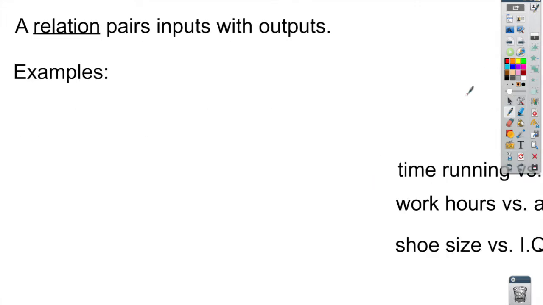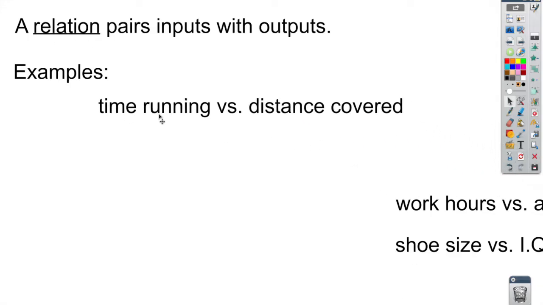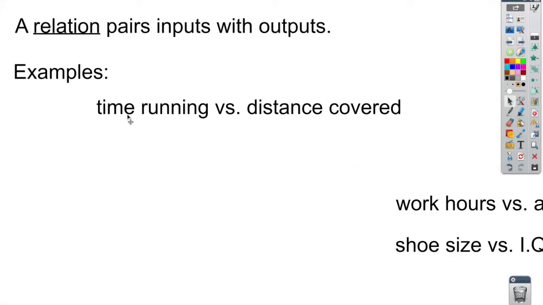All right, so first off, a relation. A relation pairs inputs with outputs. So anytime I create a relationship between two different variables, I've created a relation. So here's some examples. Something you might do in a science class, the time spent running versus the distance covered. The minute I started recording down the times and the distances covered, I created a relation. The input is the time and the output is the distance.